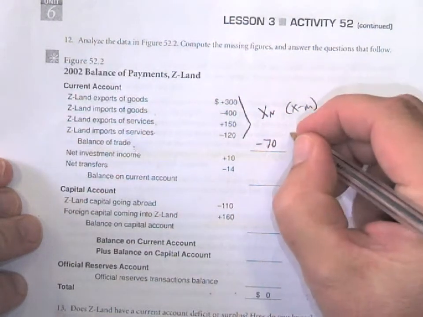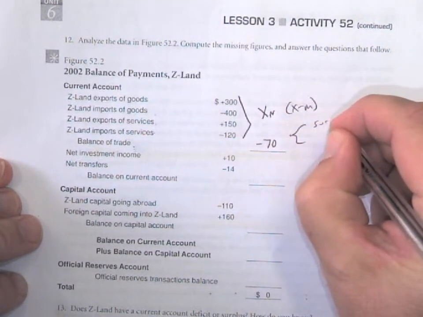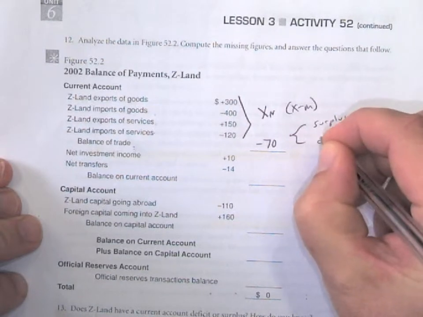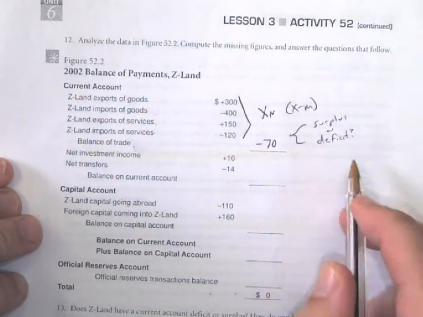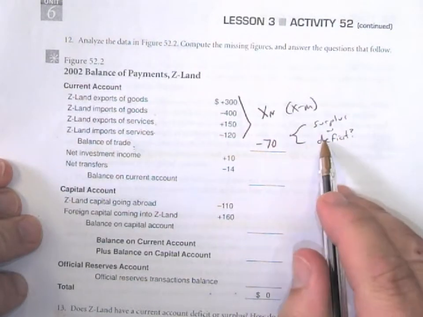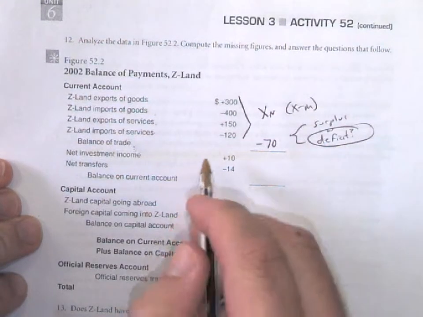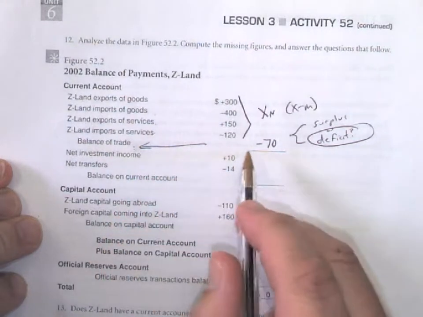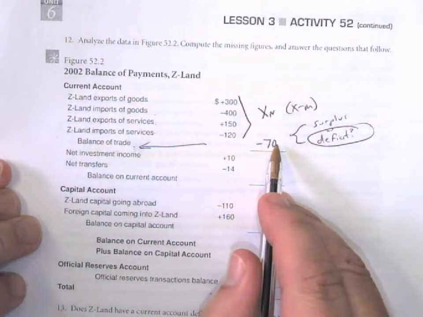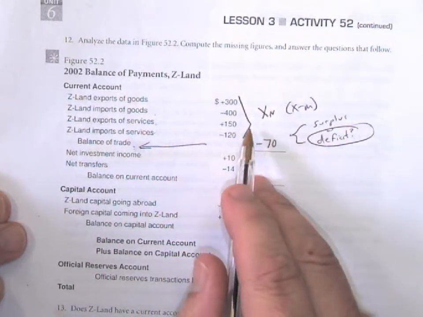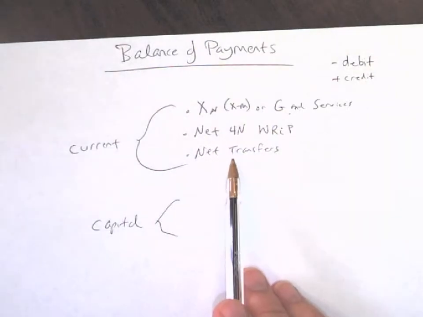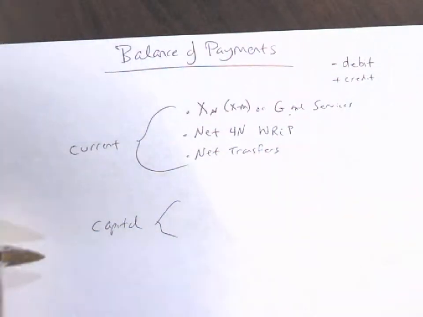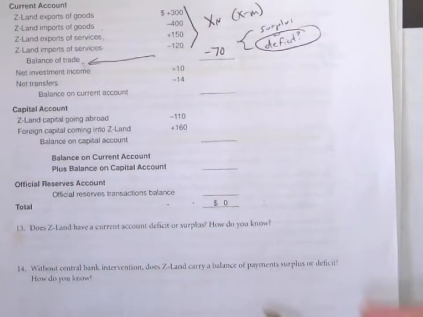Now what we have to decide is, is this a surplus or a deficit? Well, since it's negative, that would make it a deficit. So Z-land is carrying a balance of trade deficit because we have a negative. Now this portion of the current account, remember we have our 3 parts of the current account. We have net exports, net foreign income, and net transfers. So what we need to do now is total up the current account.